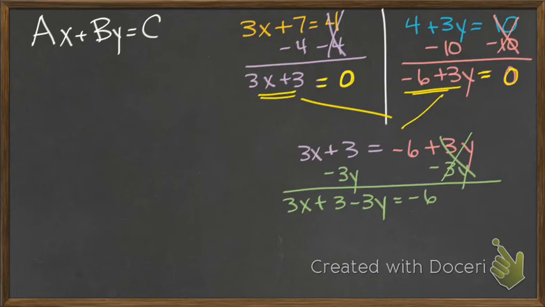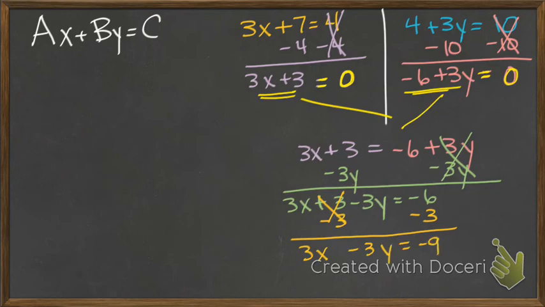Now I want to move all my constants over to the right side, over there with that negative 6. So let's subtract this 3. Subtract 3 from the left side because that'll make that go away. So we need to subtract 3 over here as well. So we end up with 3x minus 3y equals negative 9. So there we go. This is in standard form.